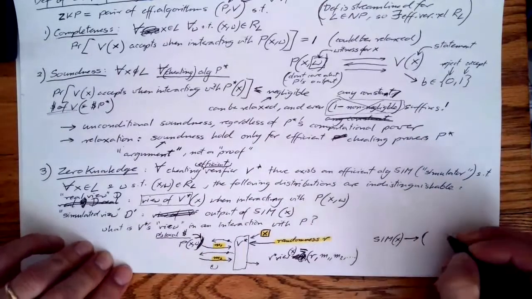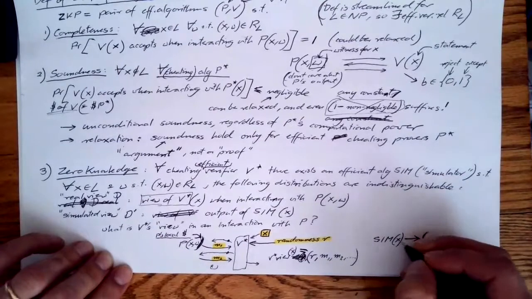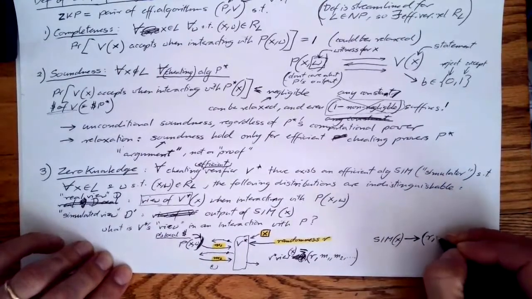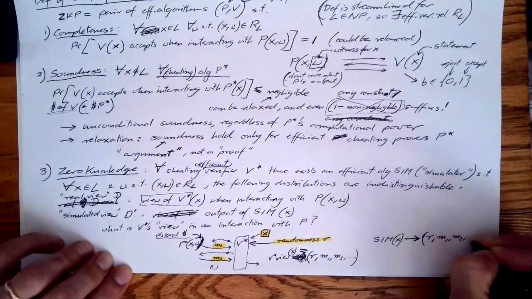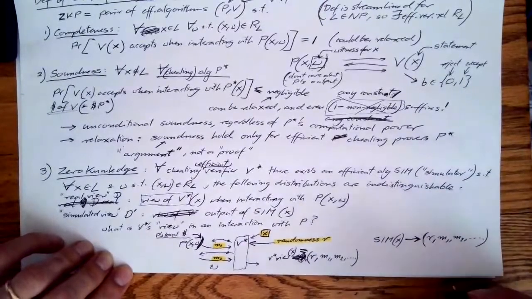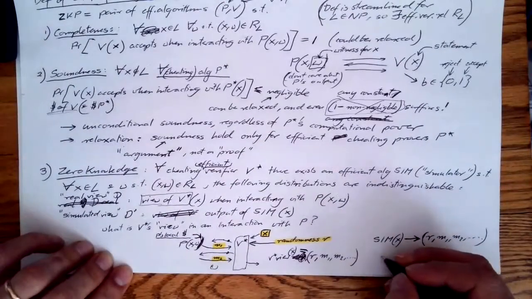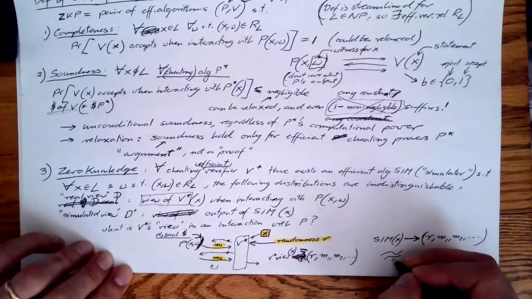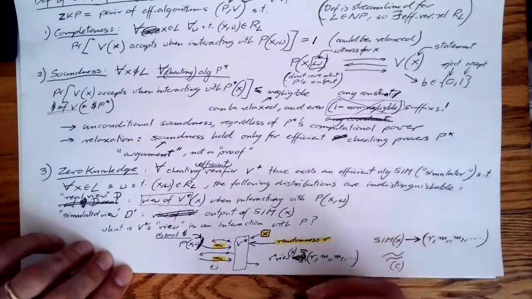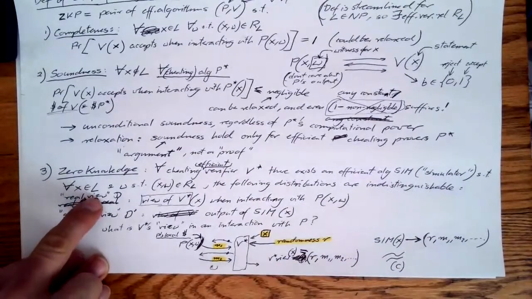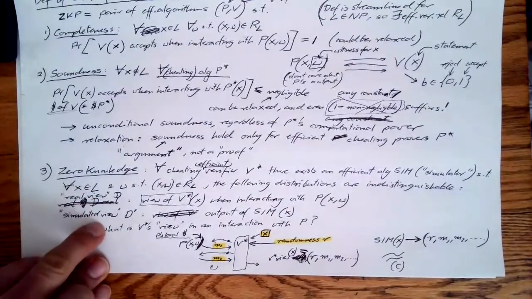The simulator needs to create the same thing. So the simulator on X needs to also create verifier randomness and the messages, and hopefully these two are computationally indistinguishable. Okay, so that's what's meant by the real view, and so syntactically that's what must be the simulated view for these two distributions to be indistinguishable.